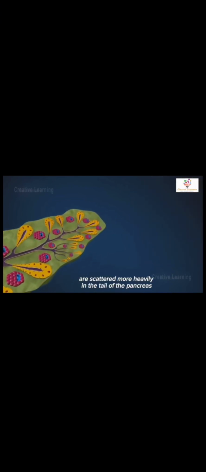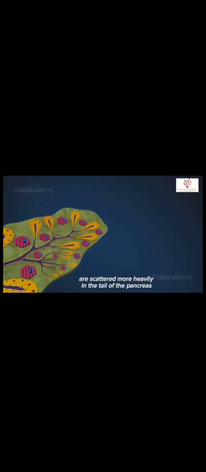Groups of distinct cells called the islets of Langerhans, named after the 19th century German pathologist Paul Langerhans, are scattered more heavily in the tail of the pancreas. The islets of Langerhans are composed of 3 types of cells, the alpha and beta being the 2 primary ones, and the delta being the third.